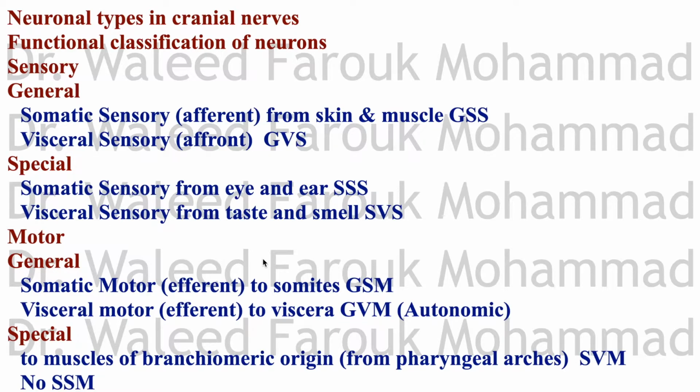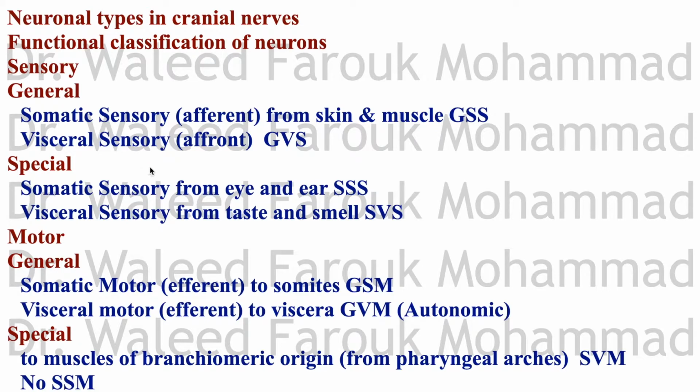And for the sensory, they are divided into general and special types or subtypes. The general sensory, we have somatic sensory, means nerves that bring sensation from the skin and muscle. It's called general somatic sensory or general somatic afferent, GSS or GSA. Also visceral sensory afferents coming from the viscera, sensations from the viscera. This is called general visceral sensory.